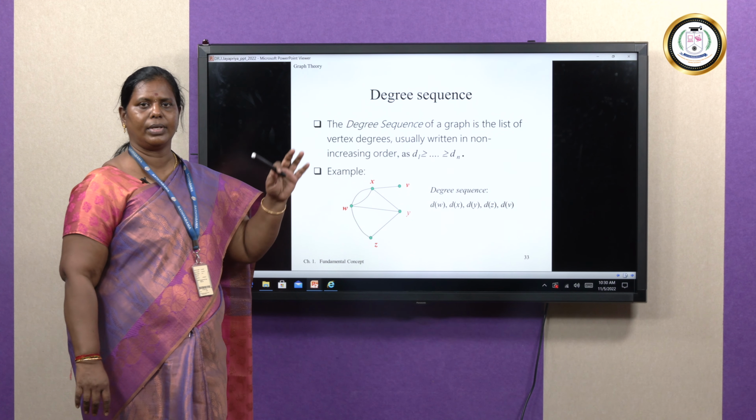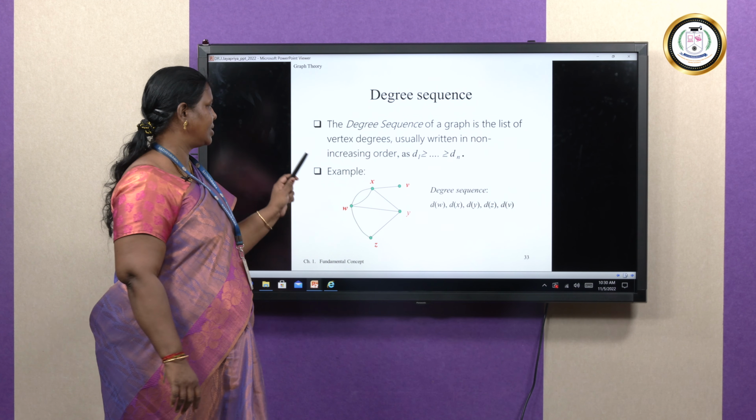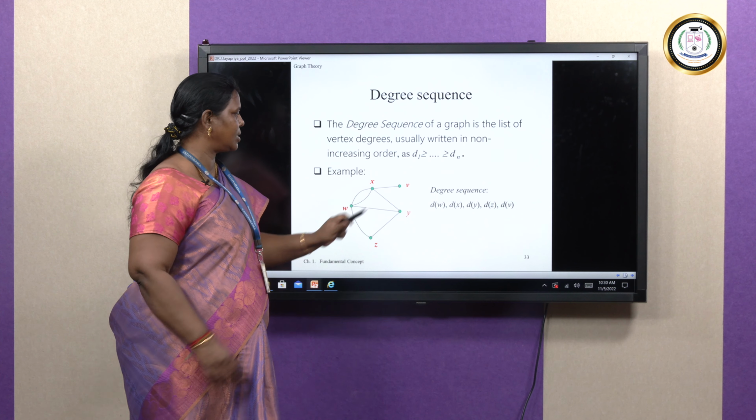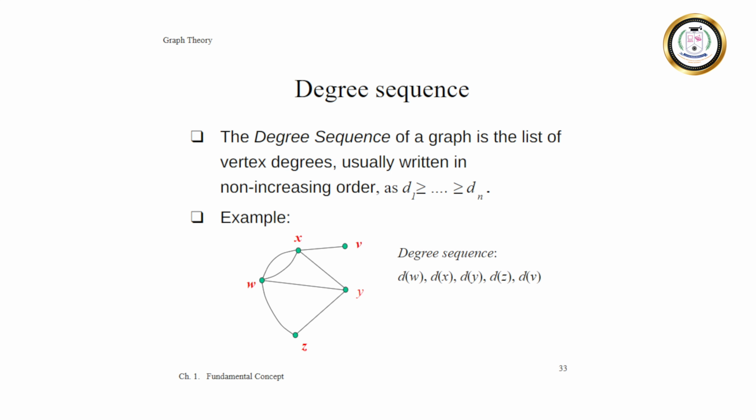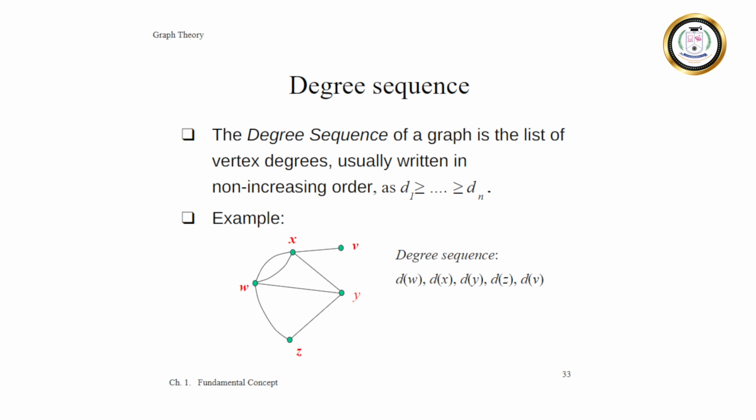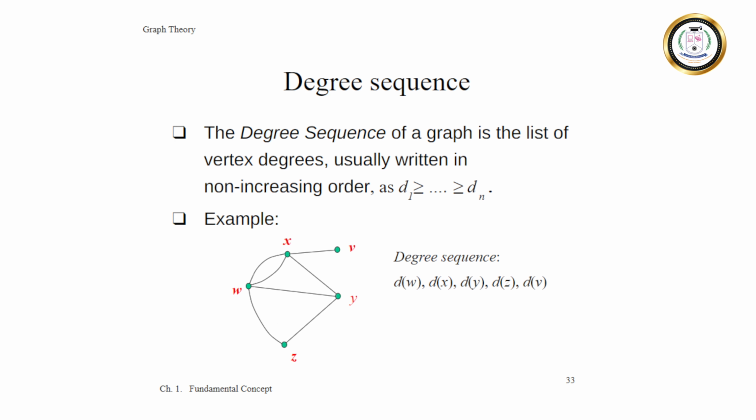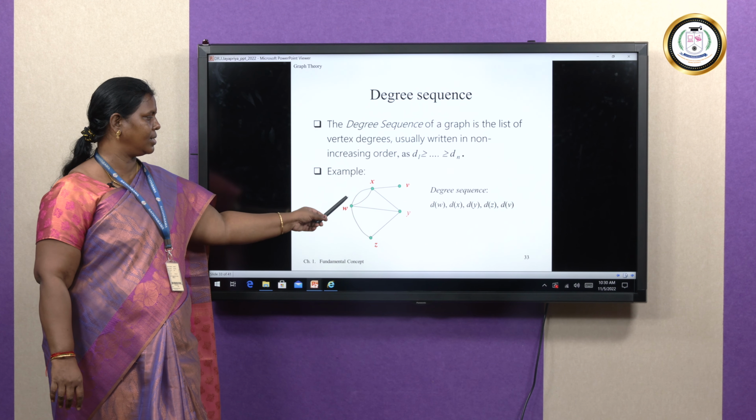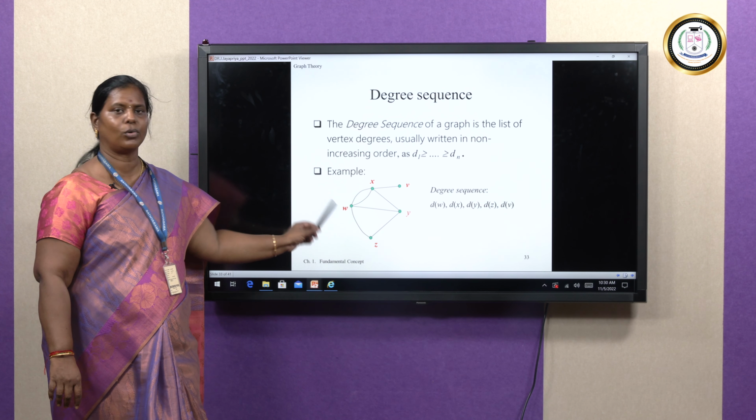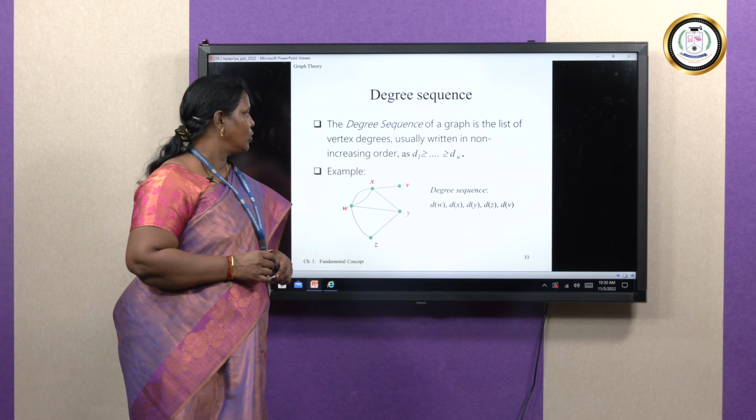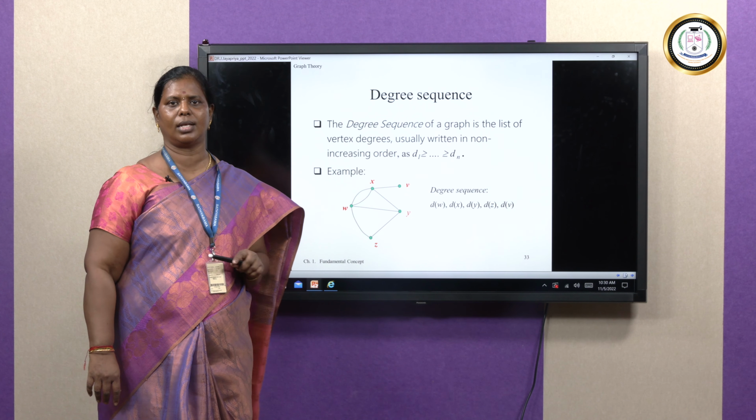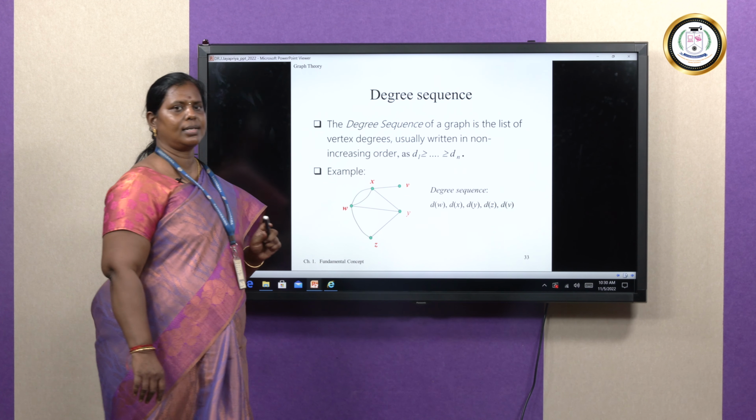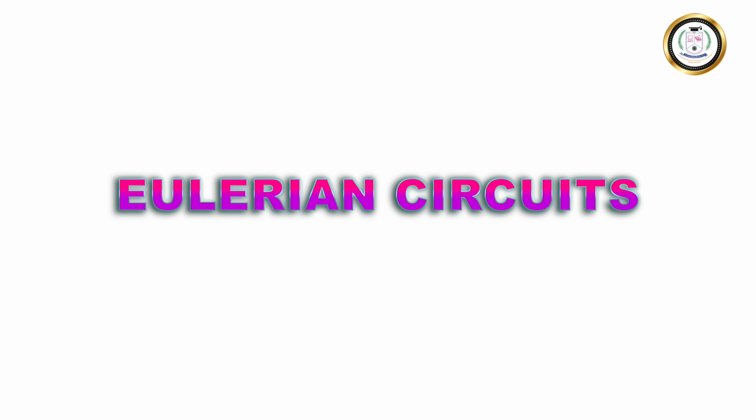So, already we have discussed what a degree means. A degree sequence: you take a graph and we are going to write down the degree sequence. What is the degree of W? We have noticed that it is 4. How many edges are incident? There are 4 edges: 1, 2, 3, 4. So, the degree of W is 4. If we arrange the list of vertex degrees in non-decreasing order, we call it a degree sequence.